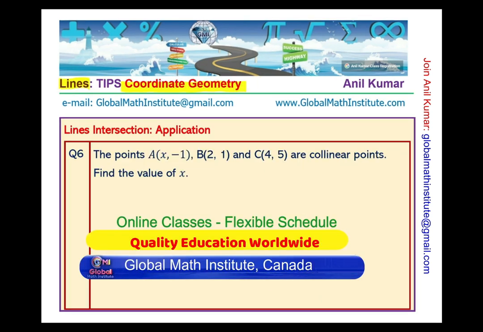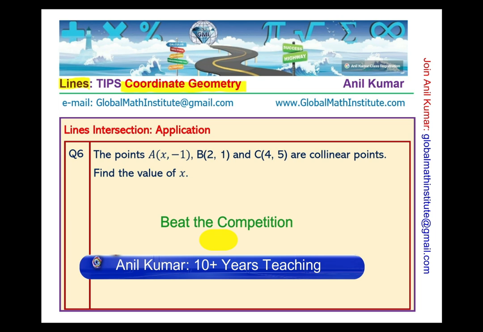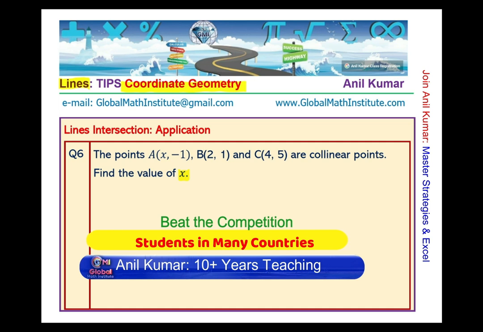The points A (x, minus 1), B (2, 1), and C (4, 5) are collinear points. Find the value of x. Extremely important question from test point of view.